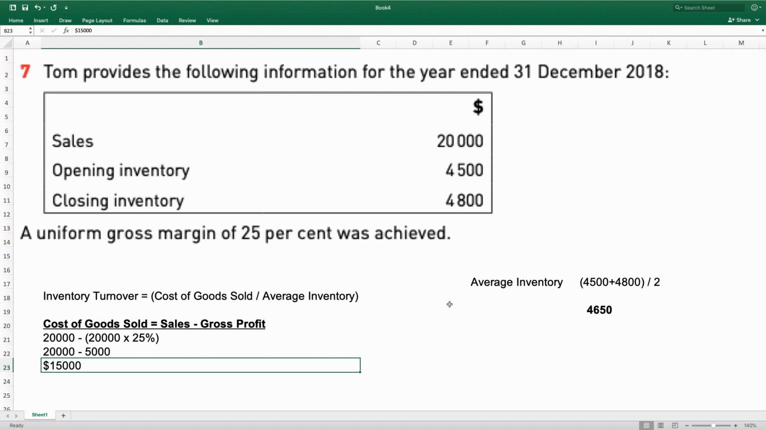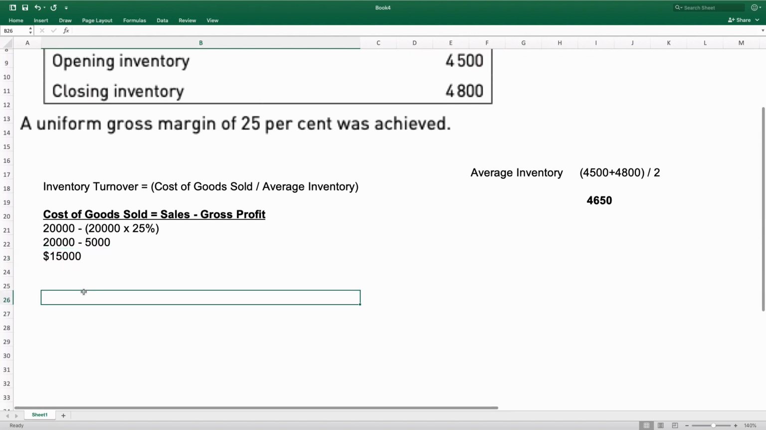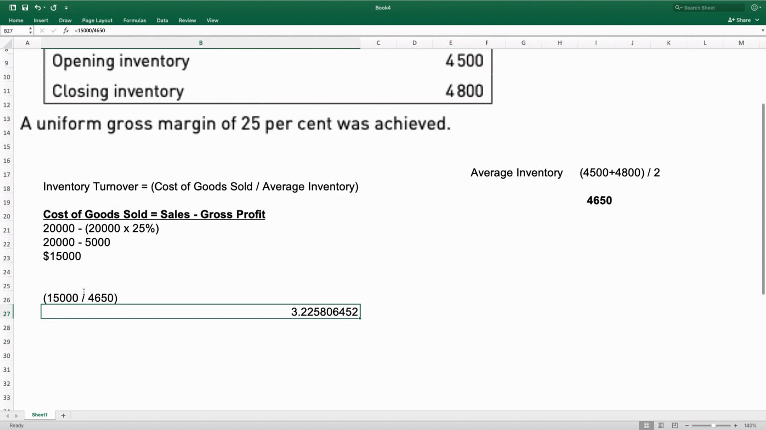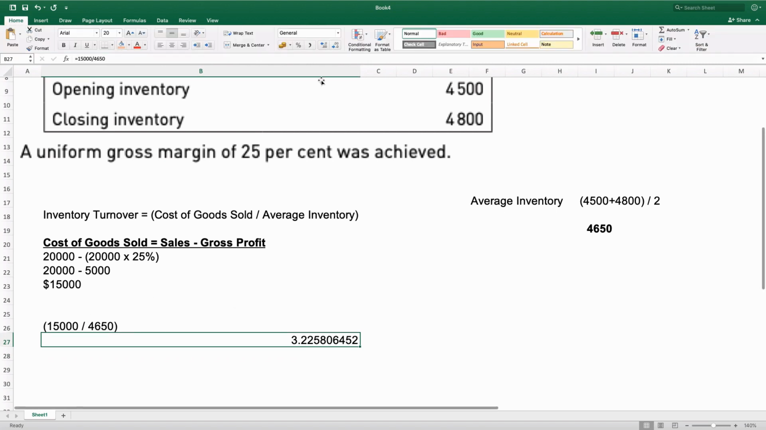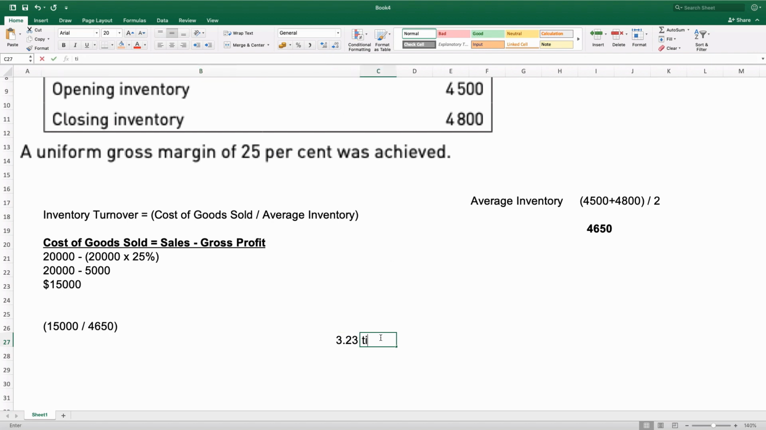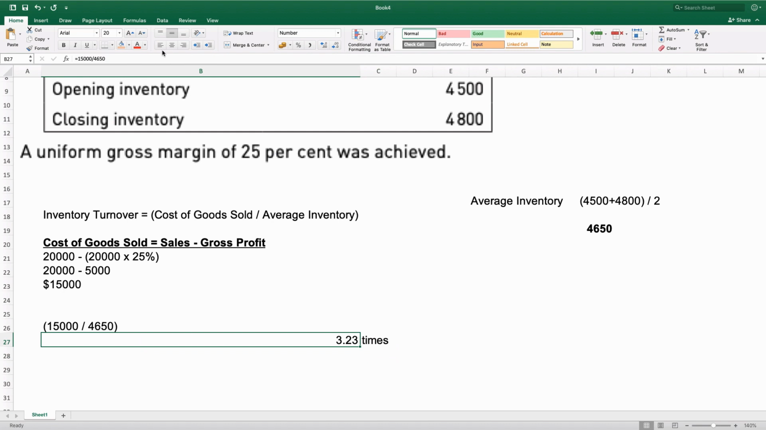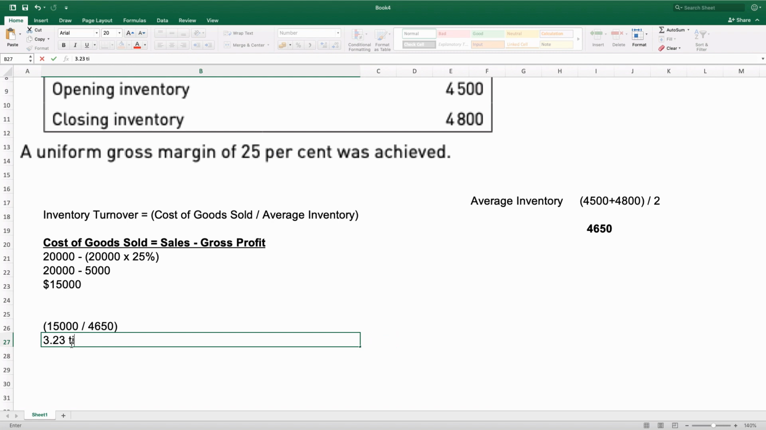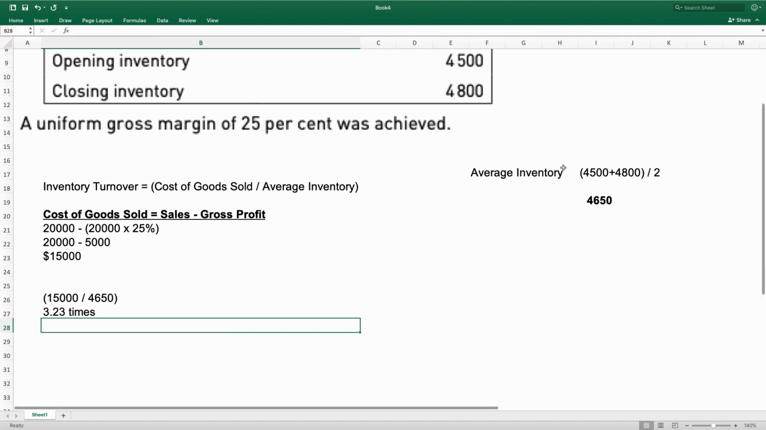Now we got both the variables of the formula. Now how to find inventory turnover? Cost of goods sold is how much? 15,000. And what is the average inventory? $4,650, right? So 15,000 divided by 4,650, I got inventory turnover 3 point, let me calculate it up to 2 decimal places only. So what is the answer? 3.23 times. So almost we can say 4 times we need to go to market.